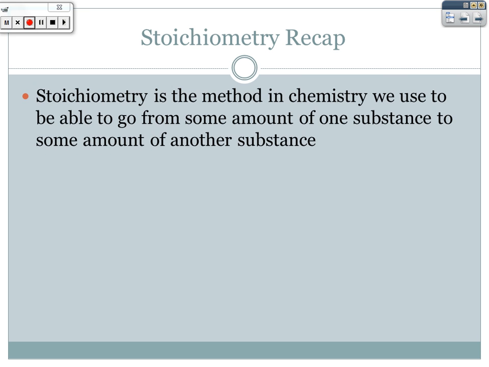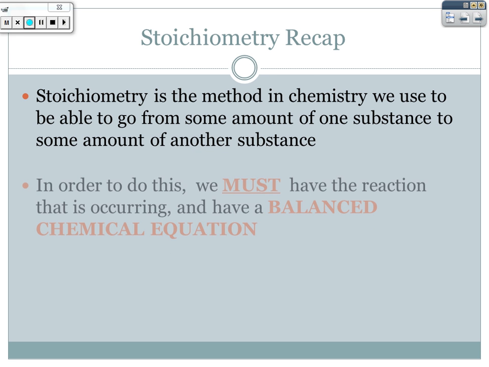So stoichiometry is the method in chemistry that we use to be able to go from some amount of one substance to some amount of another substance. It's how we relate things to each other. It's how we take information about one thing and apply it to gaining information about something else.